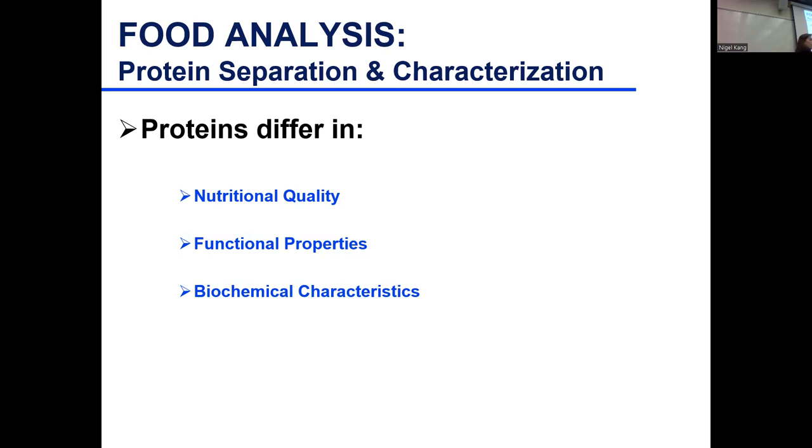Solubility, foaming. Why do we need foaming? In ice cream, that overrun, in other words, you can say foaming. In some bakery products, you need emulsification. In yogurt, you need gelation. So these are called functional properties of proteins: solubility, foaming, emulsification, gelation, sterilization. So proteins differ in their functionalities and also in their biochemical characteristics, like their molecular weight, their isoelectric point, whatever helps us to characterize and identify a protein.